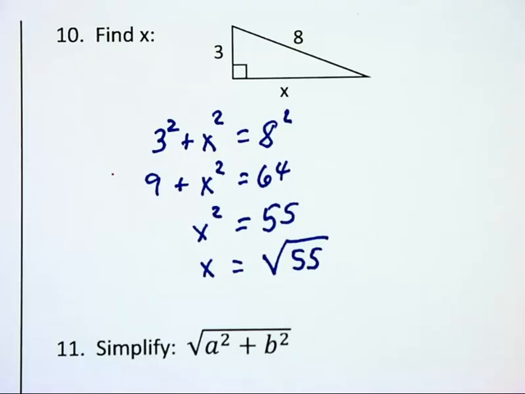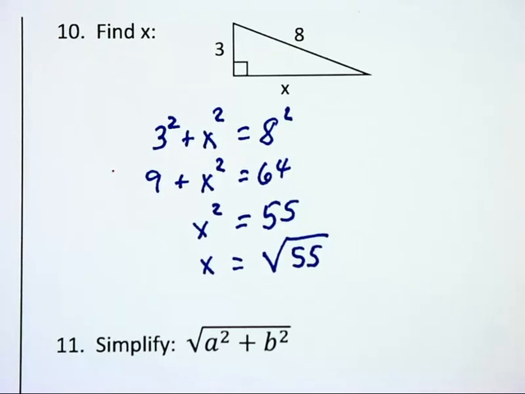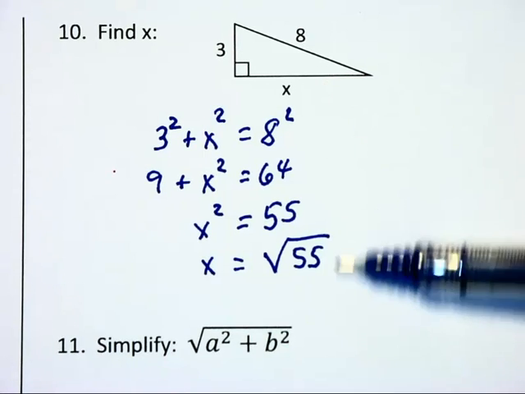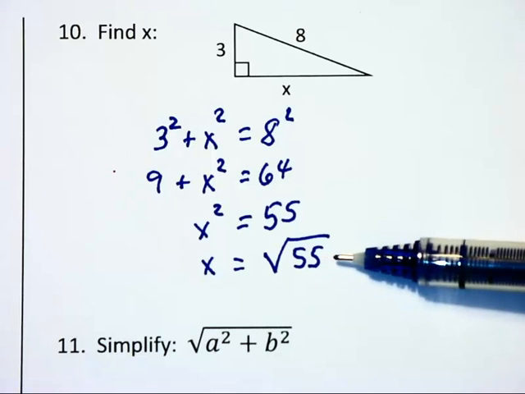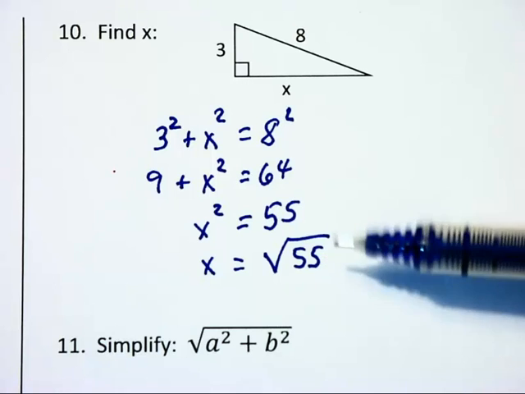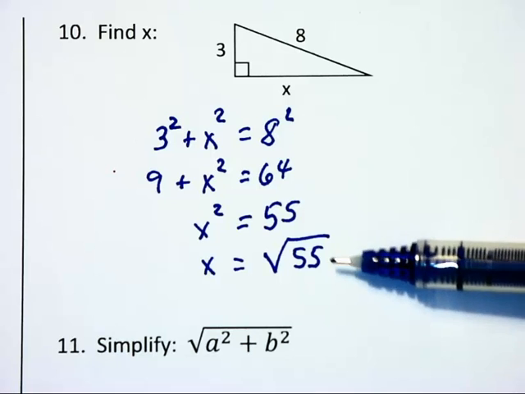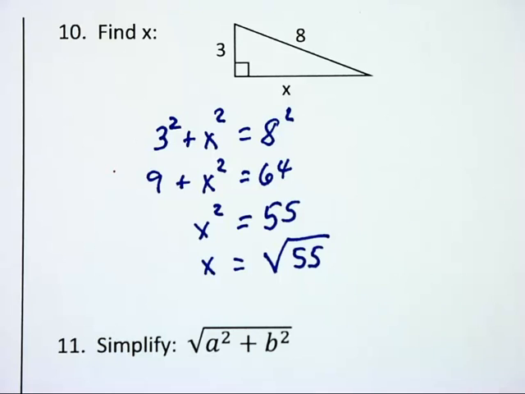Now, this is not going to help you if you're a carpenter and you're trying to find out how long this side should be. You'd actually have to take the square root and find out that this is somewhere between 7 and 8 to get some specific values. But in mathematics, we're going to leave this in its simplified form. We don't want to go with decimals.